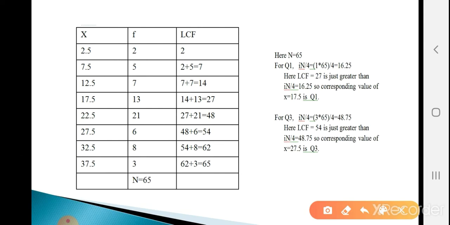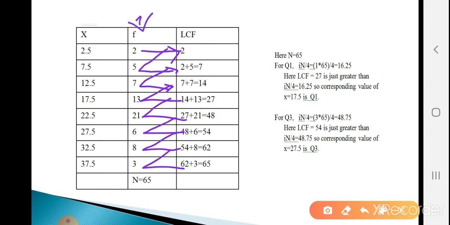What is the first frequency value? 2. So write down the first frequency value as it is. So 2 as it is. Then 2 plus 5, that is 7. Then 7 plus 7, that is 14. Then 14 plus 13, that is 27. Then 27 plus 21, that is 48. 48 plus 6, that is 54. Then 54 plus 8, that is 62. Then 62 plus 3, that is 65. And here the capital N, that is the total frequency value, is 65.